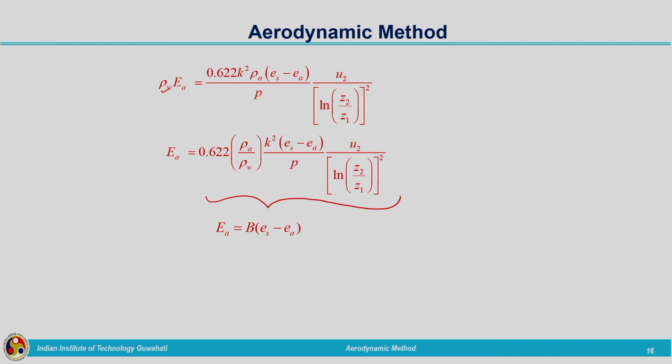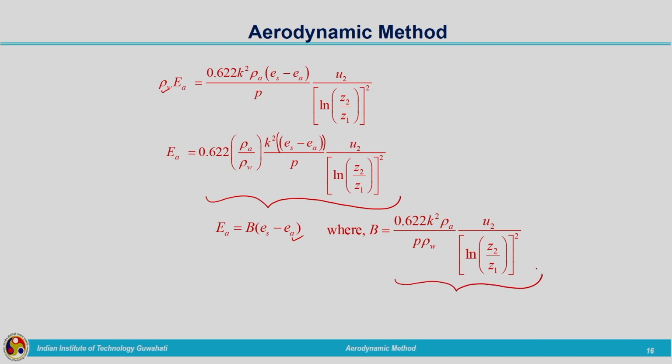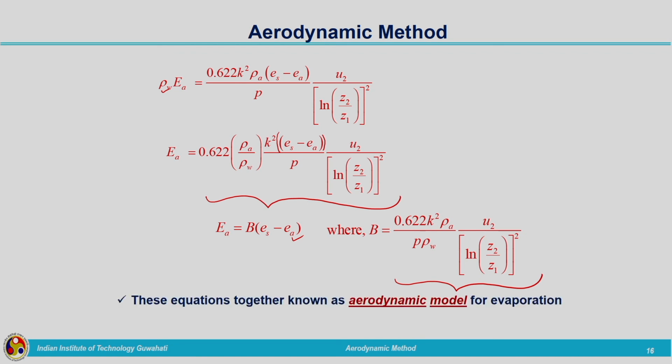What is ES minus EA? It is the saturation vapor pressure minus the vapor pressure corresponding to that particular temperature, the deficit in the vapor pressure. So, EA is given by B multiplied by ES minus EA. We are keeping only these terms ES minus EA here, and all other terms combined together under the term B, for getting a simplified equation. So, EA is written as B multiplied by ES minus EA. This equation is known as the aerodynamic model for evaporation.